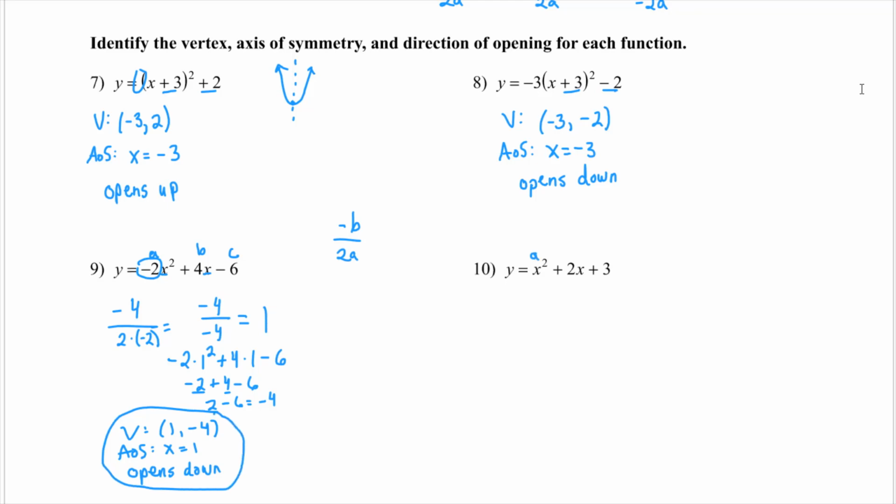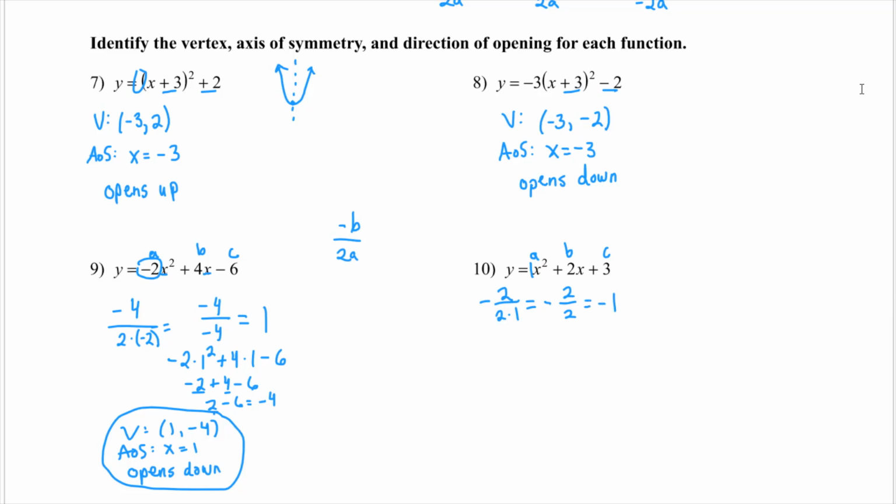On 10, we've got a, b, and c again, although there's not a number in front of x squared, which means that number has to be 1. We just are lazy as mathematicians, so we don't write it down. So I'm going to do -b over 2a. It doesn't matter if you put the negative in front or put it on top. I think it's actually a little bit easier to put it on top and then just immediately have whatever that number is change signs. Or I actually think the easiest way to do it is say, oh, I only see one negative, so that means my answer is negative. 2 times 1 is 2, so -2 over 2 simplifies to be -1.